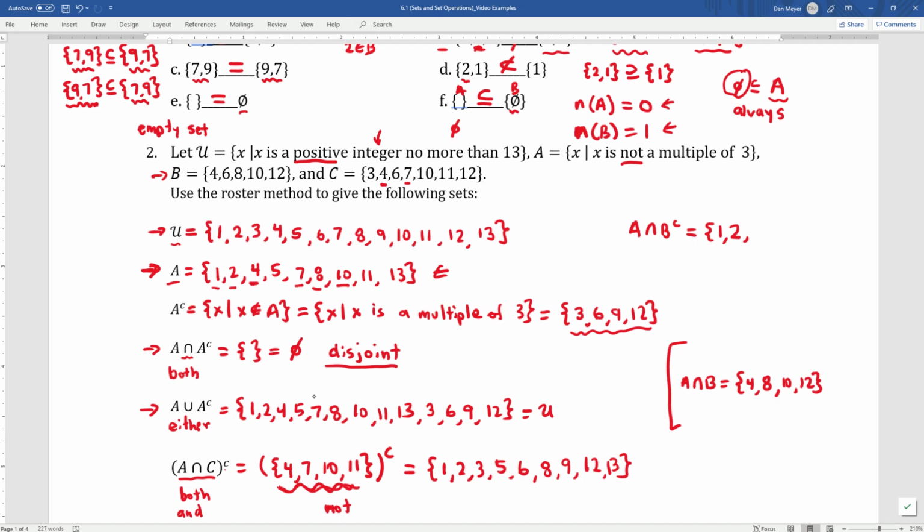5 is in A. 5 is also not in B, so it's going to be in A but not B. 7 is in A. It's also not in B. 8 is in A. It's in B, so we've got to throw it away. 10 is in A. It's also in B, so we've got to throw it away. 11 is in A. It's not in B, so we get to keep it. Same for 13. So there is our A but not B, or the intersection of A with B complement: 1, 2, 5, 7, 11, 13.